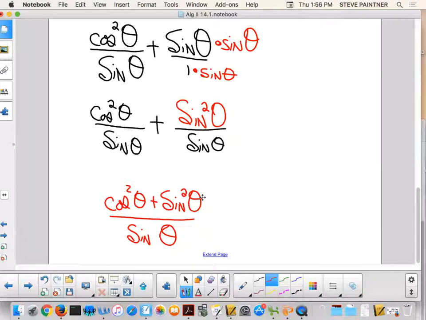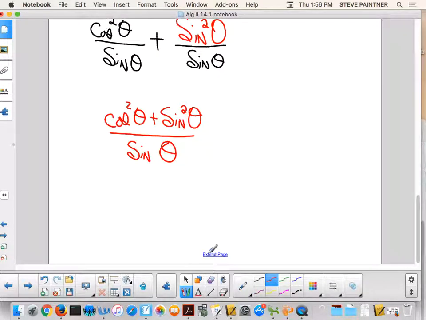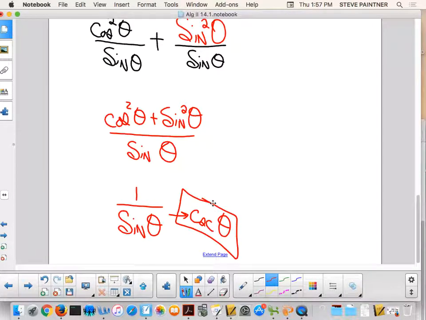Look on top, guys. Cosine squared plus sine squared. It has a Pythagorean look to it. Taylor says the top is just 1. Is he right? Your Pythagorean identity says cosine squared plus sine squared is 1. Yes, it is 1. Taylor, you got that right. But now clean that up; that's not good enough. We're going to say cosecant of theta is the answer. That's it.